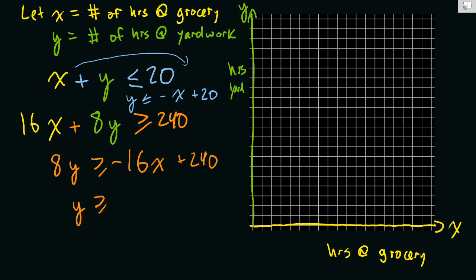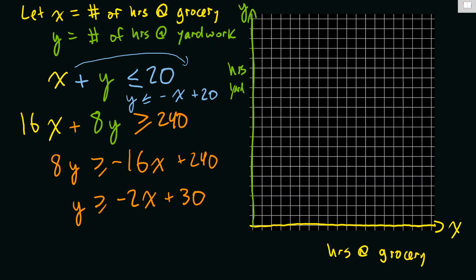Now, be careful anytime you're dividing an inequality. You need to be very careful. Sometimes you need to flip your inequality. In this case, we're dividing by a positive number, so we're okay. Positive numbers you don't need to worry about. And 240 divided by 8 is 30, right? Yeah, because 3 times 8 is 24.